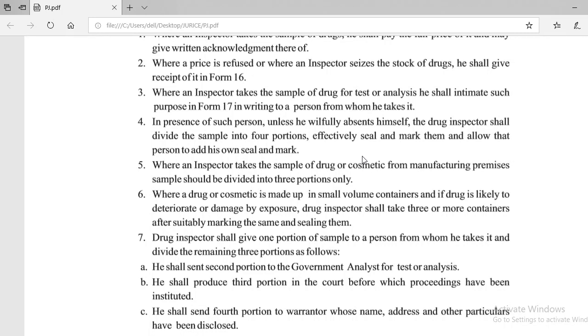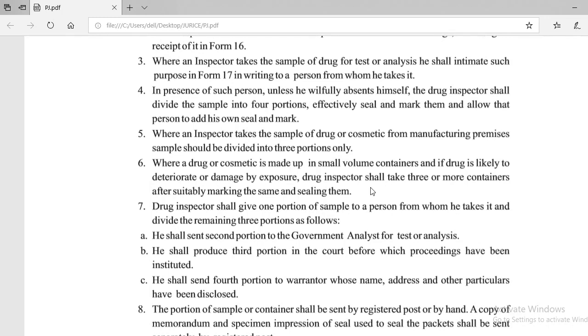Okay. To all those 4 samples, that particular person will seal it by his hand, and he will add some mark over that. Then, where an inspector takes the sample of drug or cosmetic from manufacturing premises, the sample should be divided into 3 portions only. If he is taking it from a retail or wholesale shop, then the sample should be divided into 4 parts.